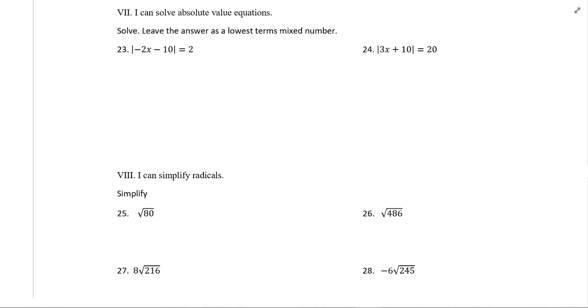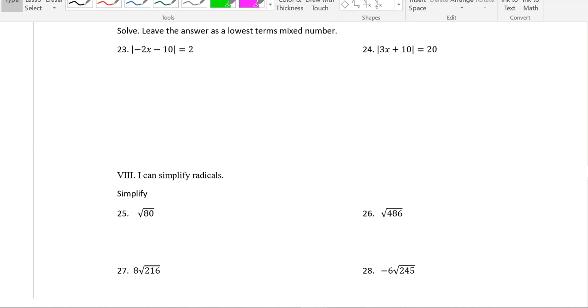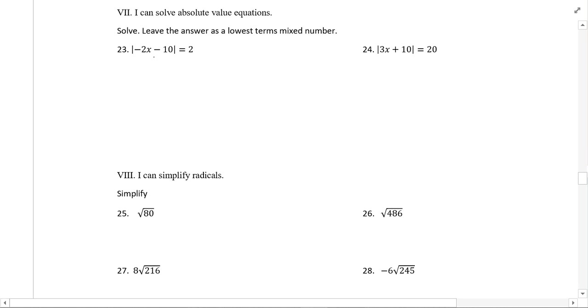Okay, so remember, when you're doing absolute value equations, you're actually setting up two equations, because absolute value is the distance away from 0 on the number line. And so -2 and +2 are both two spaces away from 0 on the number line. So we have to account for that. So when you do this, you want to set up your two equations.